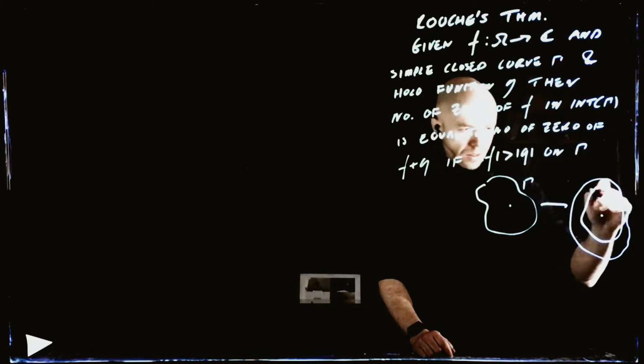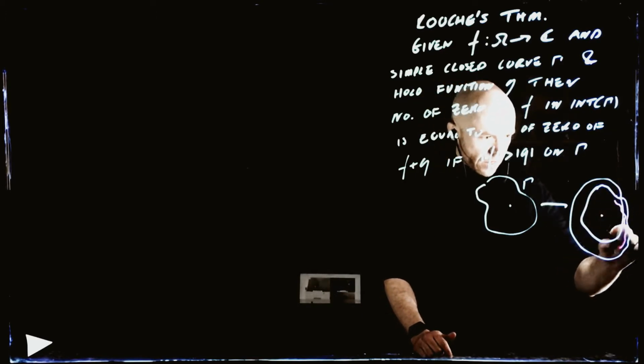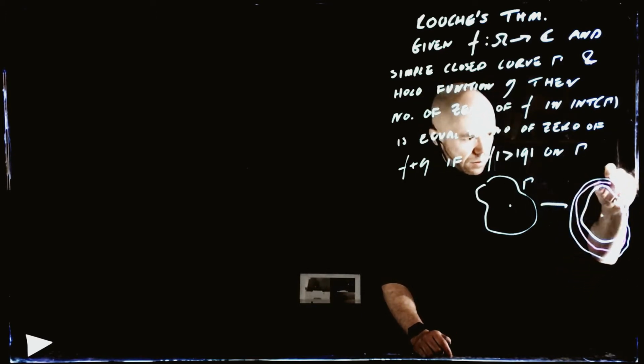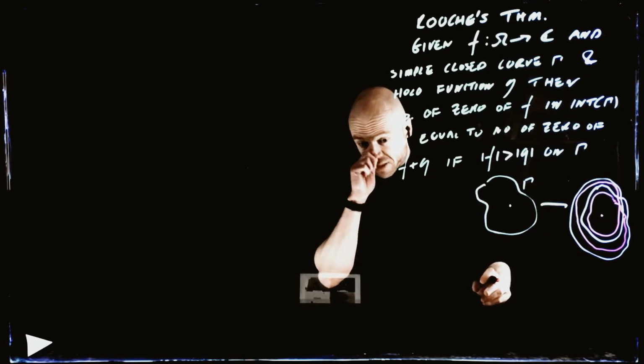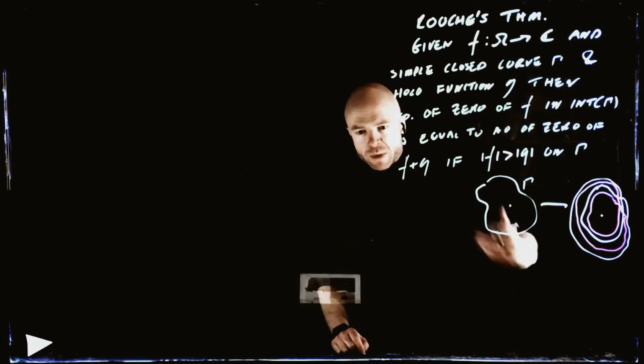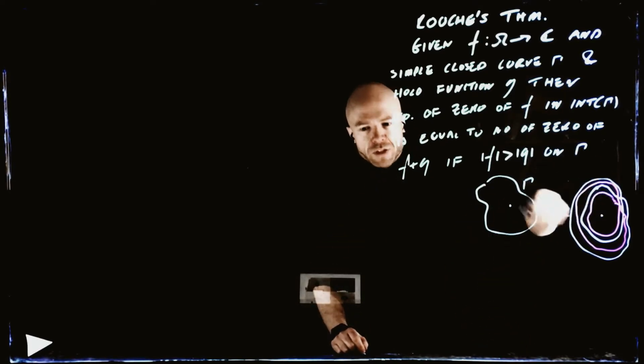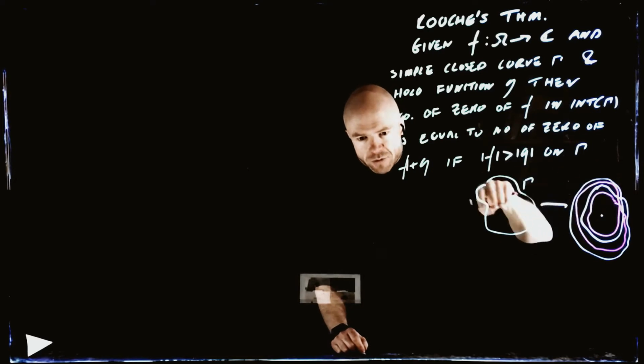Yeah? So f plus g, I'm going to draw it like this, just to make it really simple. So f plus g is forced to wrap around the same number of times. Okay, and then we know by the argument principle the number of times that the image curve wraps around 0 is the number of zeros inside the interior. So that's how this theorem worked, right?